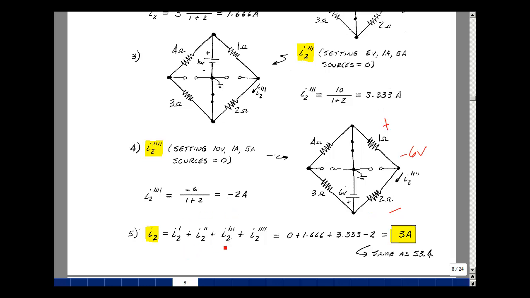And add our 4 results together. We get 0, 1.66, 3.33, and minus 2. Add all up together, you get 3 amps. This is the same result we had in Supplemental Problem 3.4 and also 3.2. And this is Supplemental Problem 3.5.